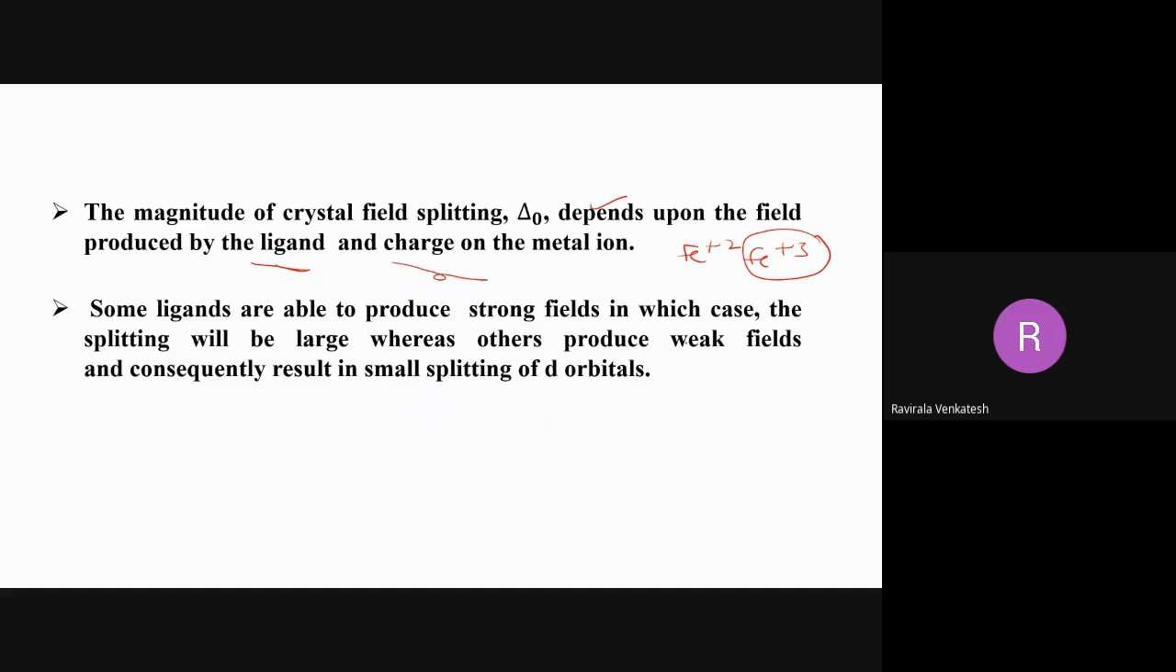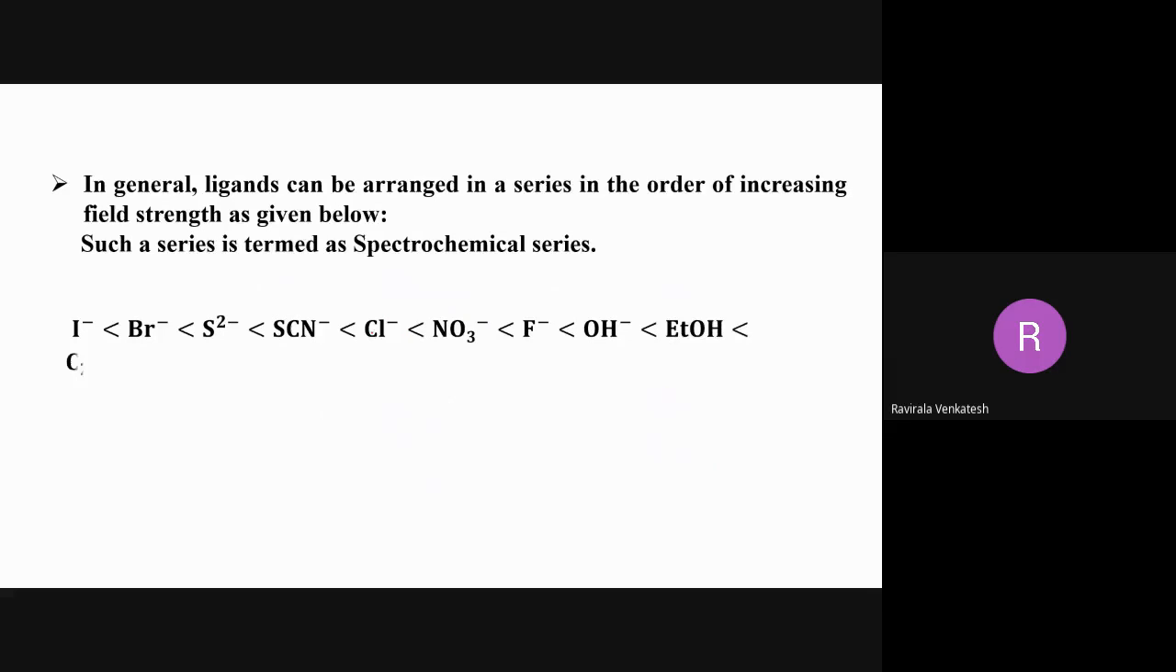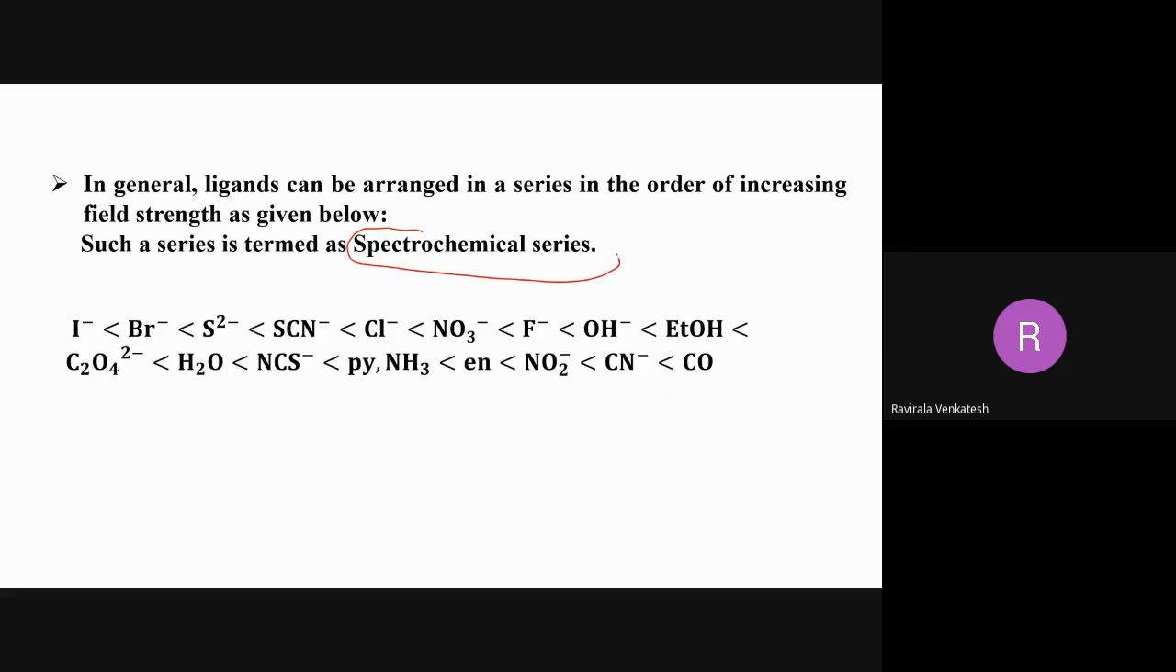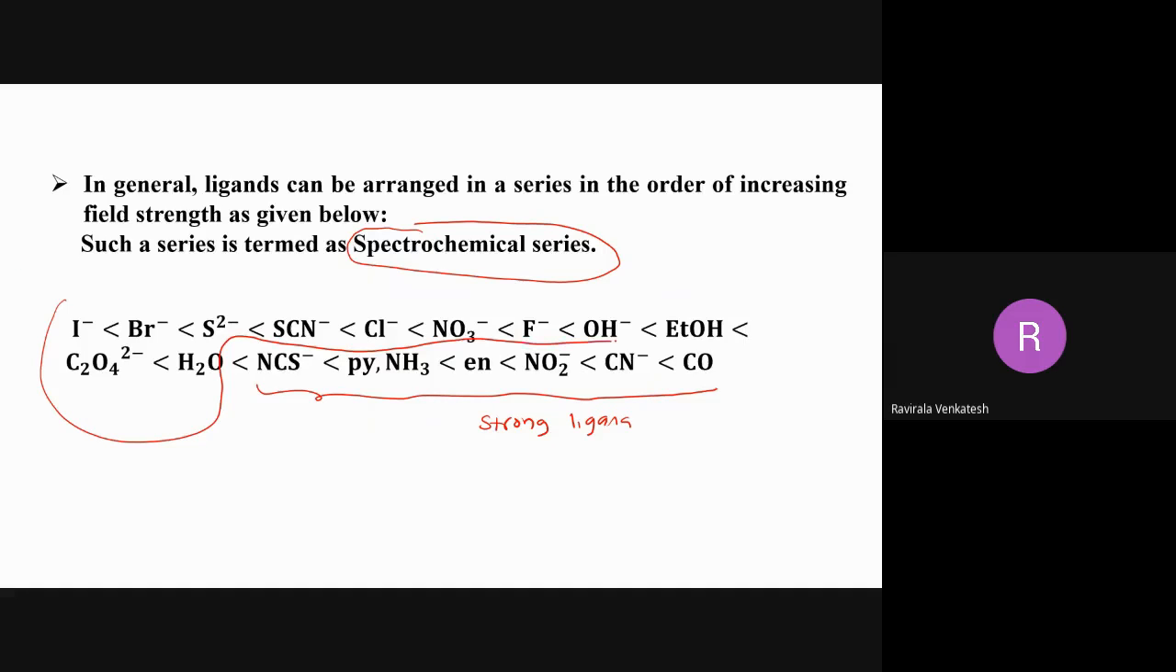Very simple: weak ligands will give small splitting, whereas strong ligands will give strong splitting. How do we know which is a strong ligand and which is a weak ligand? By using the spectrochemical series. After water, the ligands are strong ligands, and before it they are weak ligands. Carbon monoxide, CN minus, NO2 minus, ethylenediamine, and ammonia give strong splitting. They are strong ligands.